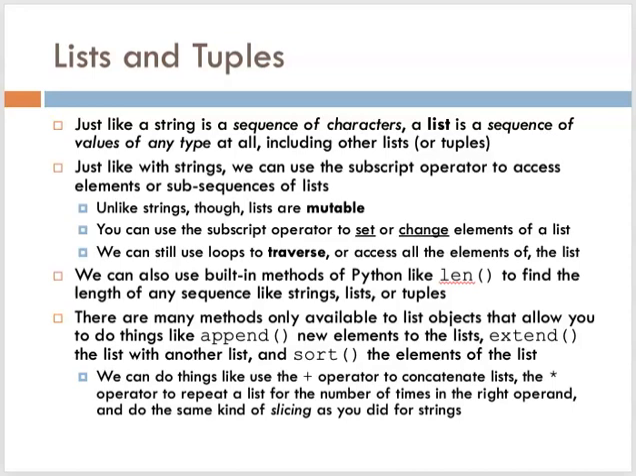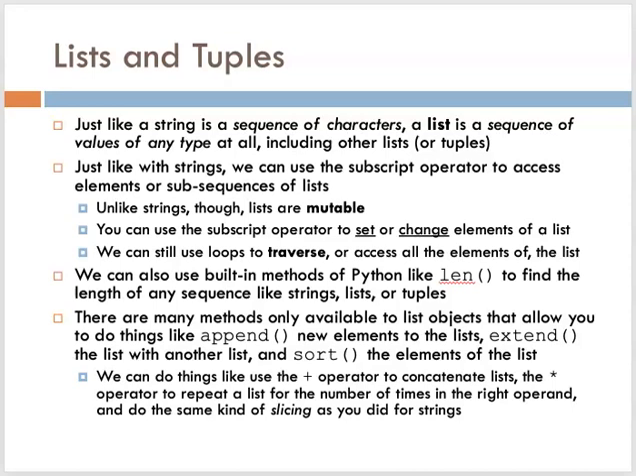But just like with strings, we can also use the subscript operator to access elements or subsequences of these lists. And unlike strings, lists are actually mutable. You can change the values of those elements as well, so you can use the subscript operator to both get and set the elements of a list. And you can, of course, still use loops to traverse all the elements of the list, just like you might for a string. We can also use Python's built-in function len to find the length of any sequence like strings, lists, or tuples.